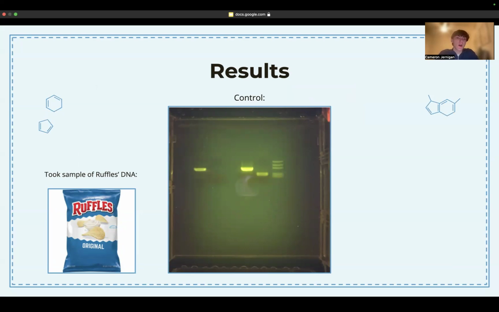This is just an image of the control gel that we used as the basis for ours. So for our lab, lanes 1, 3, and 5 have the food DNA with the plant primer, while lanes 2, 4, and 6 have the food DNA with the GMO primer.